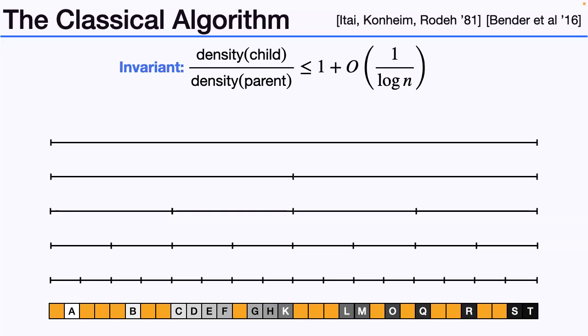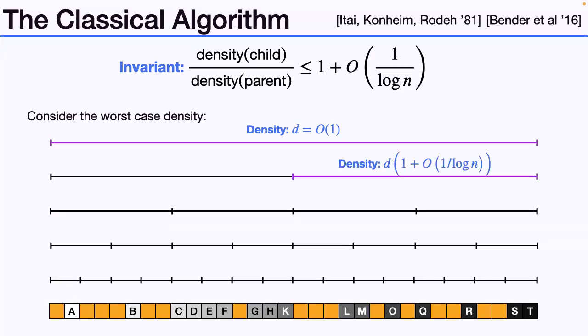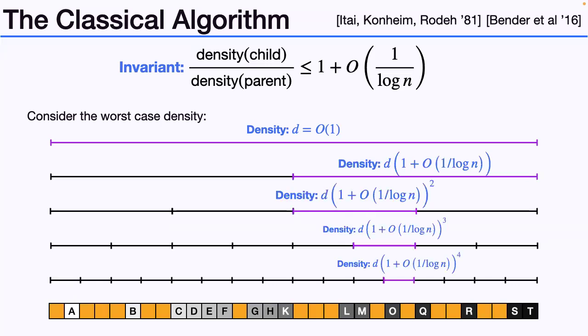So why do we want this? Let's think about the worst-case density we can get if we maintain this invariant. At the top level, by density I mean the number of elements over the number of array slots. This is a constant by the specification of our problem, at most. It has 2 children. Let's look at the denser child. By this invariant, the child has density at most 1 plus 1 over log n times the parent's. If I keep going down, looking at the denser children, I get a geometric series of these 1 plus 1 over log n factors going down to the bottom.